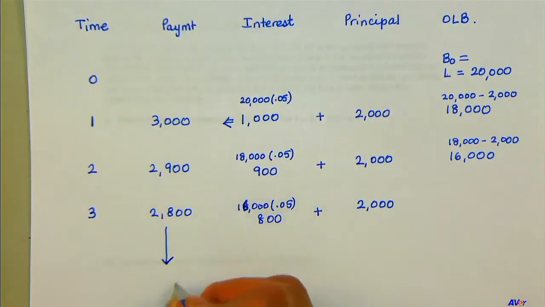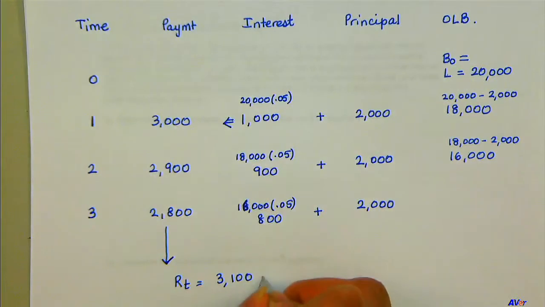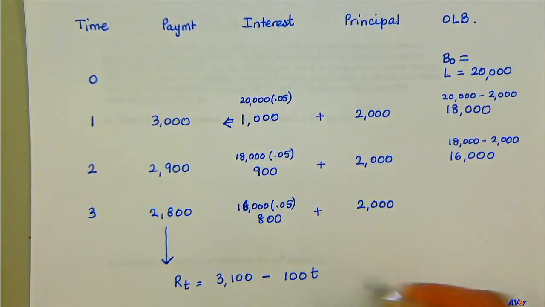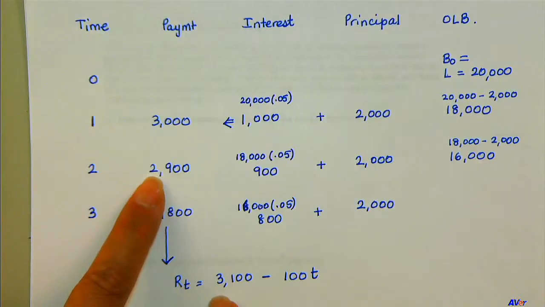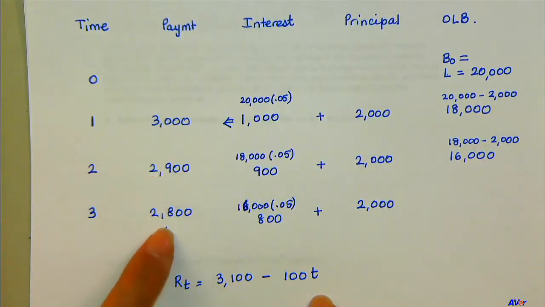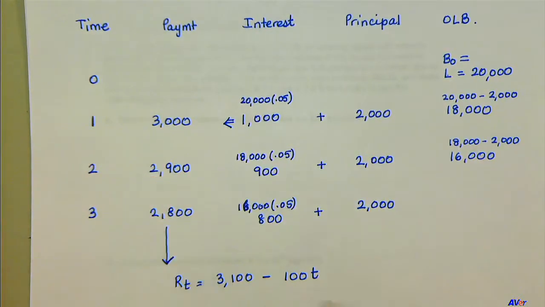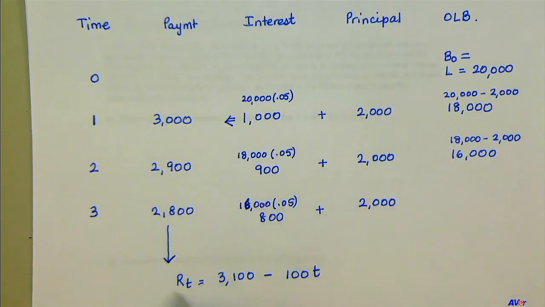So you can see that R of t is equal to 3,100 minus 100 for every time t. So at time 1 it's 3,100 minus 100. At time 2 it's 3,100 minus 200, and so forth. So looking at this column, it's obvious that R of t is 3,100 minus 100 times time t.